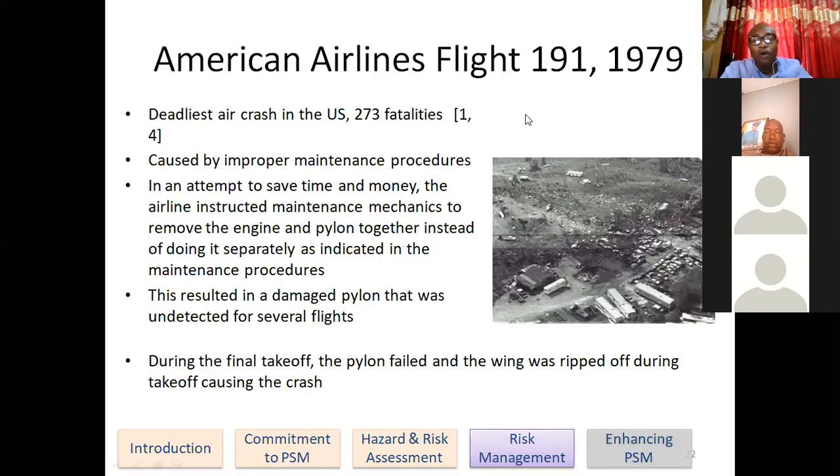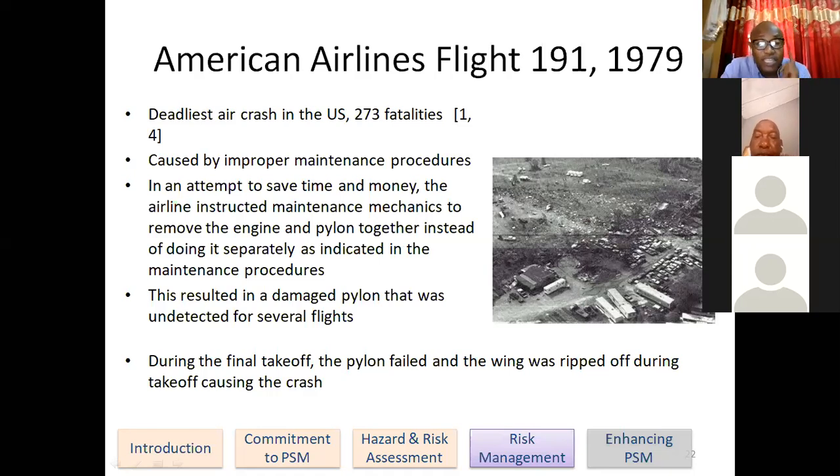Let's look at another example. American Airlines Flight 191 in 1979. That is the deadliest air crash in the United States, killing 273 people. What caused the crash? The cause was improper maintenance procedure. They did not follow proper maintenance procedure.